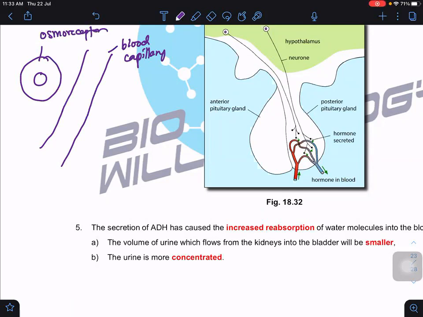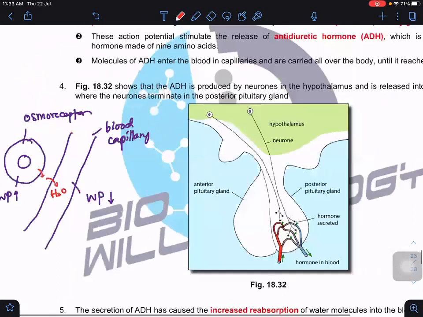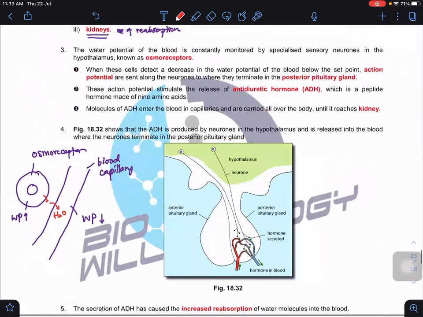So what will happen here is, if in the blood capillary we don't have sufficient water, it means that the water potential is low. The osmoreceptor is like a nervous system cell, so its water potential is normal. Because there is a steep water potential gradient, water molecules move out by osmosis. When the water molecules move out by osmosis, this will trigger the osmoreceptor.